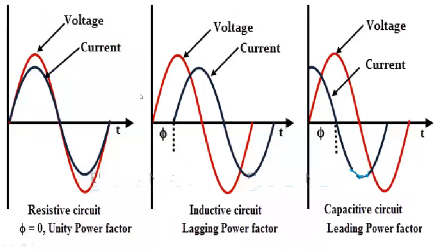Then we also understand this is the resistive circuit where the power factor is unity. We have voltage and current on the same phase. Then we have the inductive circuit, where you will see a lagging power factor because current always lags behind the voltage. If the current leads the voltage, which happens in a capacitive circuit, we normally call it a leading power factor.